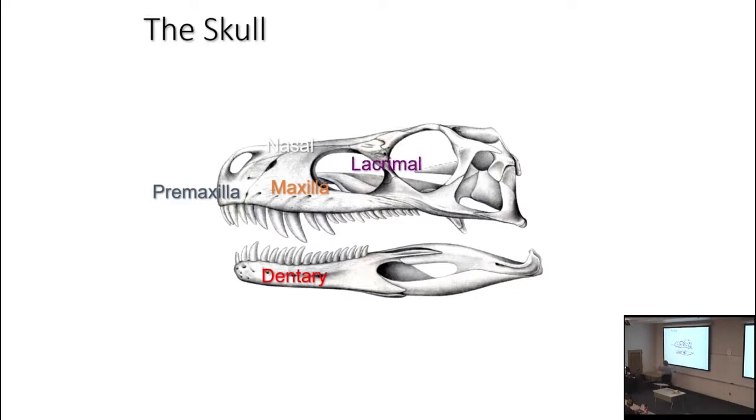Between the orbit and the antorbital fenestra is the lacrimal. If you've studied Latin, or if you've sung a Latin mass, you know the lacrimosa, which refers to tears. This is the bone where the tear duct comes out of, or around. We have our lacrimosa right here.